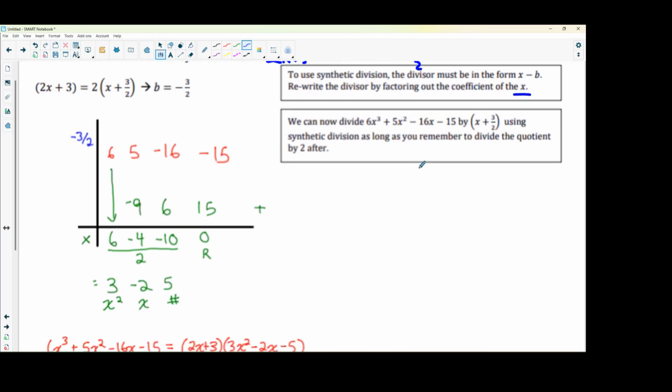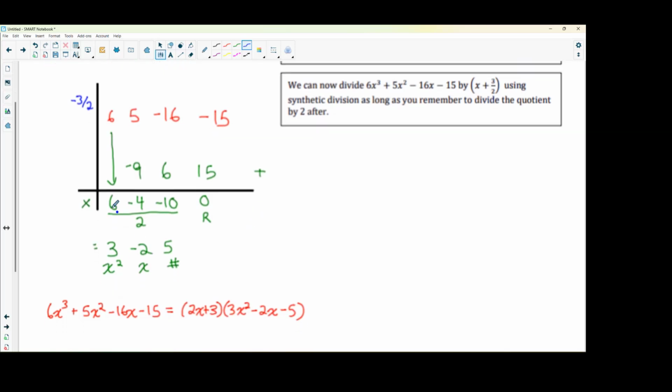So what does that mean? Well, we bring down the 6, and 6 times -3/2 is -9, right? Then you add them together, you have -4. -4 times -3/2 is +6. Then you add them together, -10. And then -10 times -3/2 is +15. And you add them together, you get a remainder of 0. And the final step is to take these values of 6, -4, and -10 and divide them by 2.